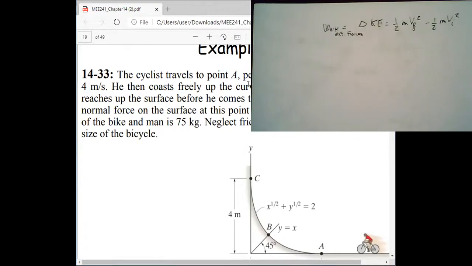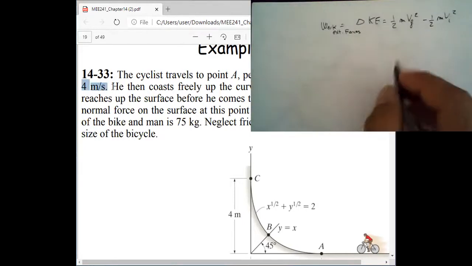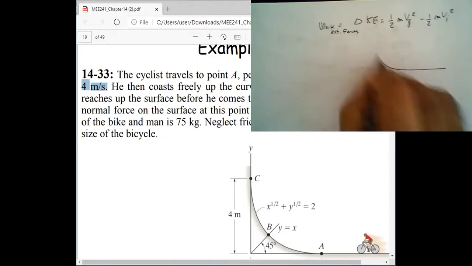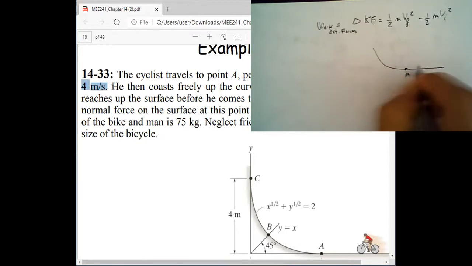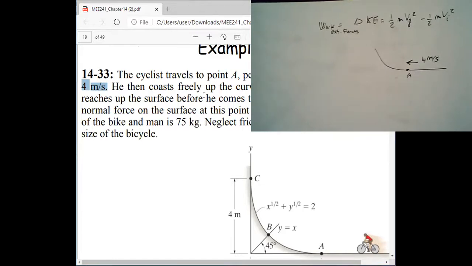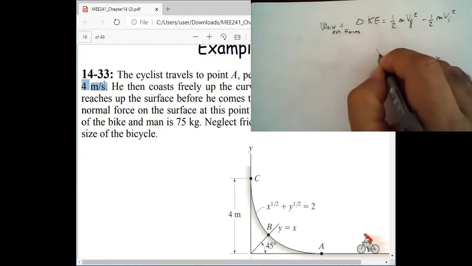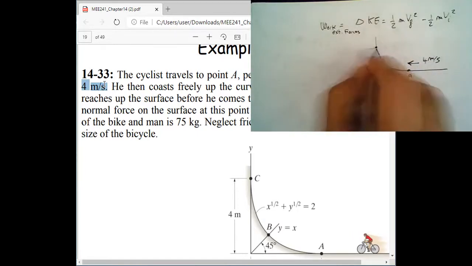Basically, we have a cyclist who is pedaling at A, and at A he is moving with 4 meters per second. So I'm going to draw that very quickly here. We have a cyclist at point A right here at the horizontal, moving with 4 meters per second. And by the way, this is not a free body diagram. We never put velocities on a free body diagram, this is just a diagram to show you what's going on. Then he stops pedaling and we would like to see how high he goes up on that curve.